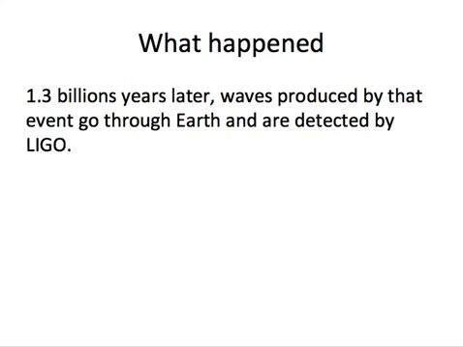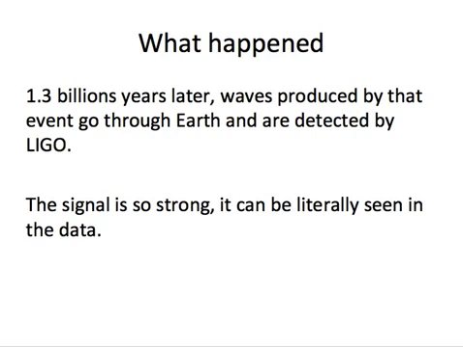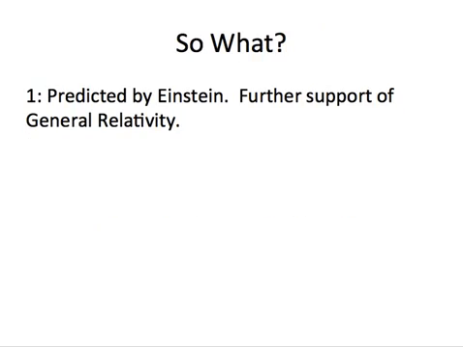And then 1.3 billion years later, the waves produced by that event go through the Earth and are detected by LIGO in September of 2015. All right, and the signal is so strong, the scientists say they could see it visually in the data, that this signal had been there. And right away, they knew that they were onto something. So why is this a big deal?